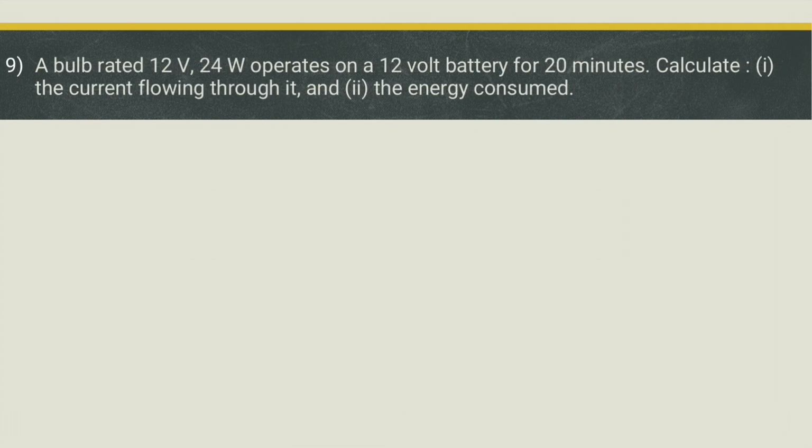Ninth, a bulb rated 12 volt and 24 watt operates on a 12 volt battery for 20 minutes. Calculate the current flowing through it and the energy consumed. Current flowing through it first, that is using the formula P is equal to VI. Current is equal to power, power is 24 watt upon voltage is 12, so 2 ampere.